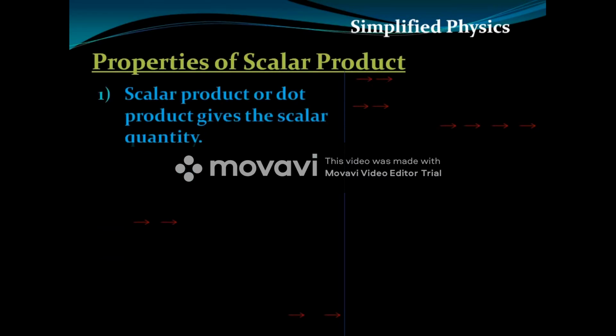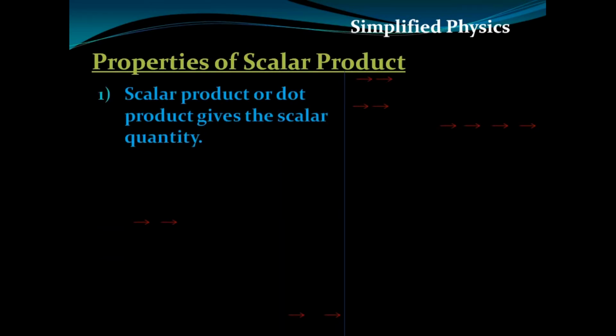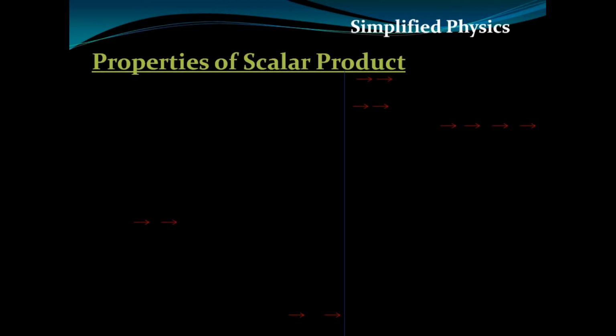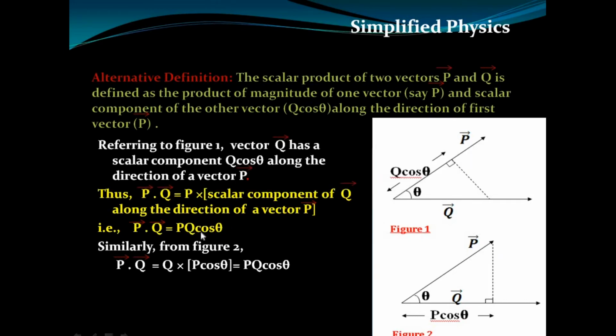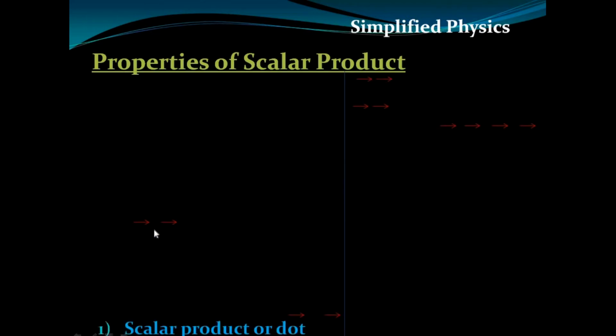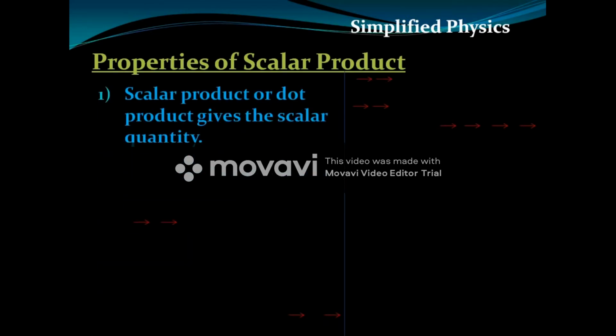Let's see some properties of a scalar product. A scalar product or dot product simply gives a scalar quantity. The resulting quantity after the product is a scalar quantity, that means pq cos theta is simply a scalar quantity. p is the magnitude, q is the magnitude of q, and cos theta, all three quantities are scalar, so we can say the resultant of p vector dot q vector is a scalar quantity. That means a scalar product always gives a scalar quantity.